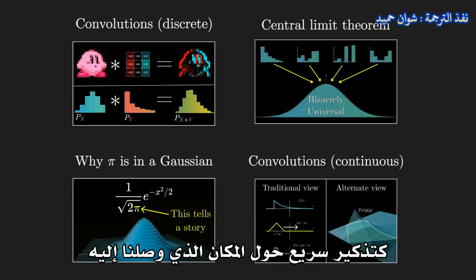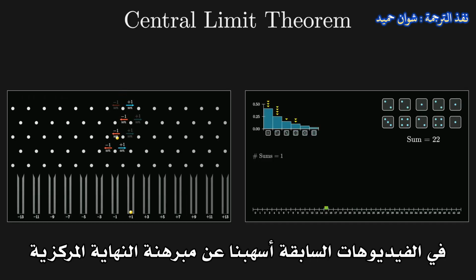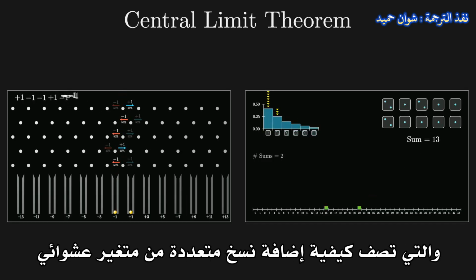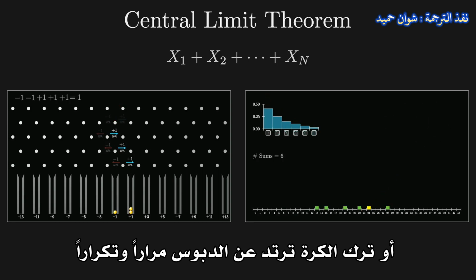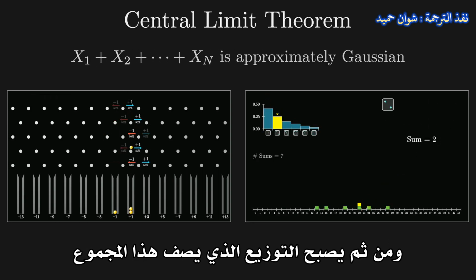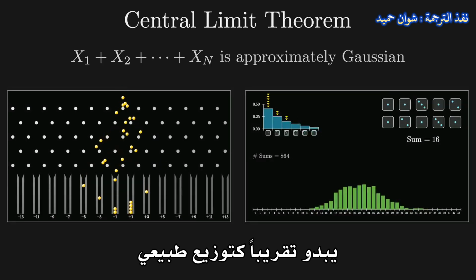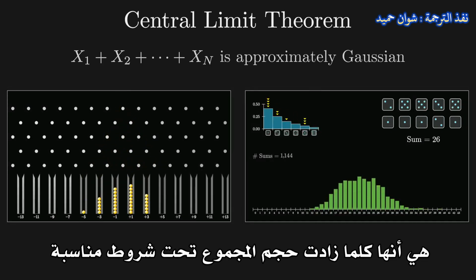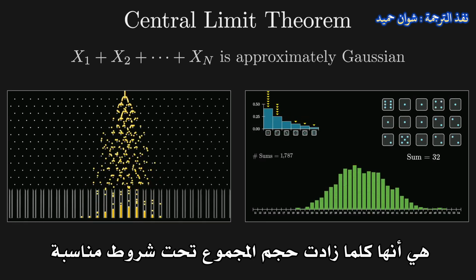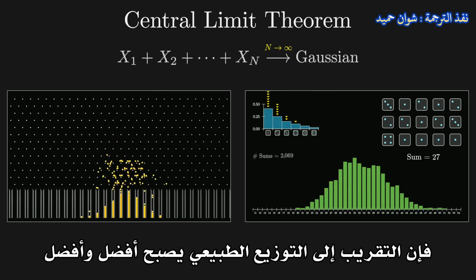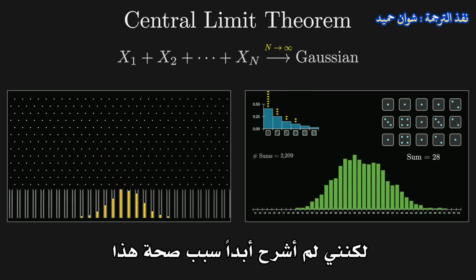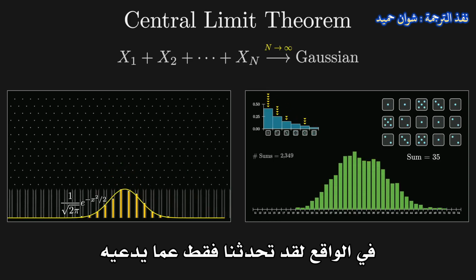As a quick refresher on where we are, a couple videos ago we talked about the central limit theorem, which describes how as you add multiple copies of a random variable, for example rolling a weighted die many different times or letting a ball bounce off of a peg repeatedly, then the distribution describing that sum tends to look approximately like a normal distribution. What the central limit theorem says is as you make that sum bigger and bigger, under appropriate conditions, that approximation to a normal becomes better and better. But I never explained why this theorem is actually true. We only talked about what it's claiming.